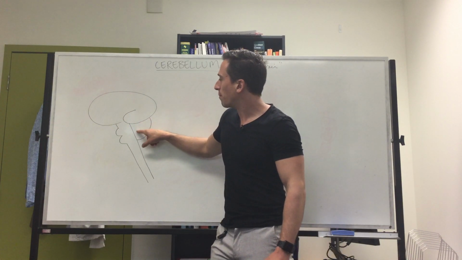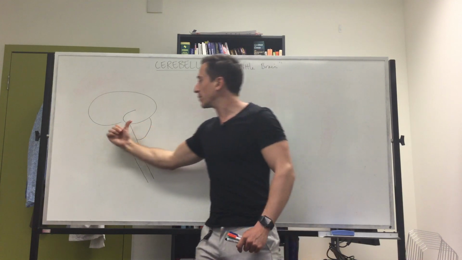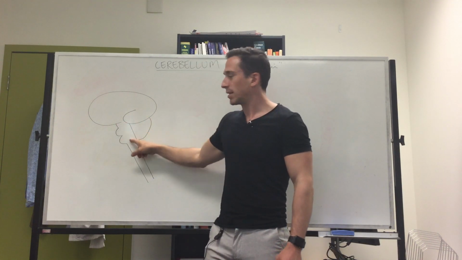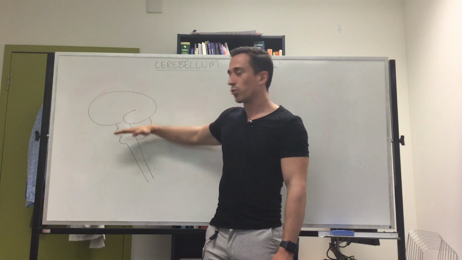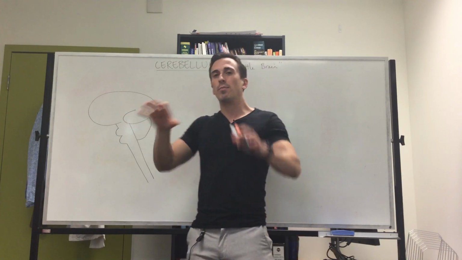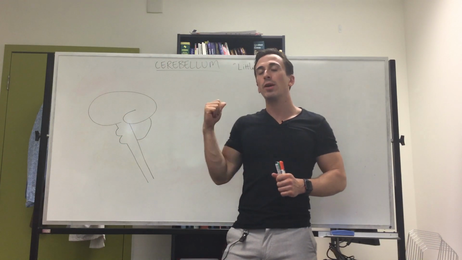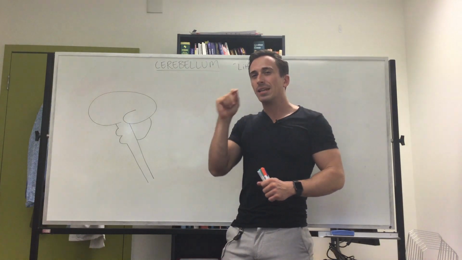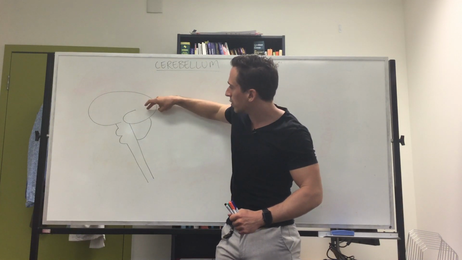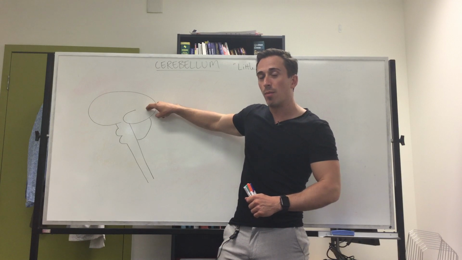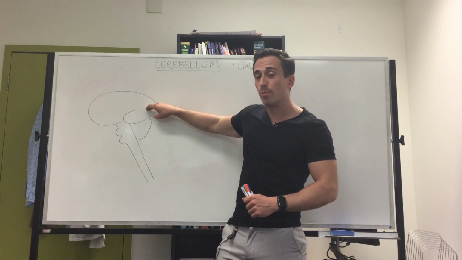Then you've got the cerebellum right here. So that means the cerebellum is just posterior to the brainstem and inferior to the cerebrum. Now it sits within a part of the cranial cavity called the posterior cranial fossa and is separated from the occipital lobe of the cerebrum by the tentorium cerebelli.